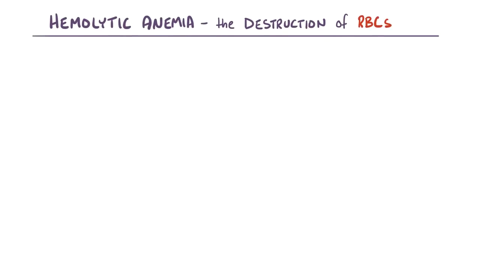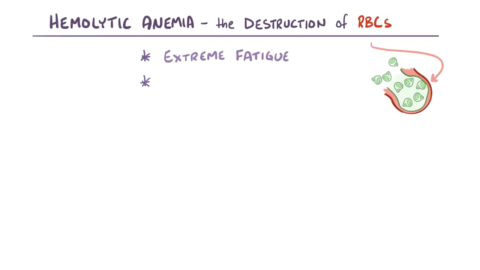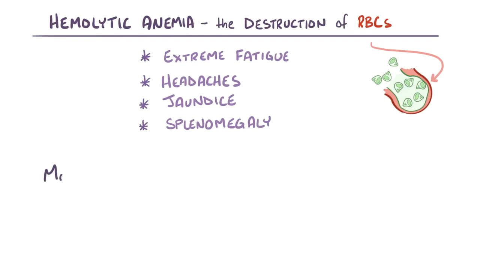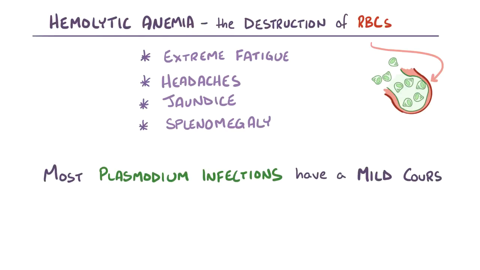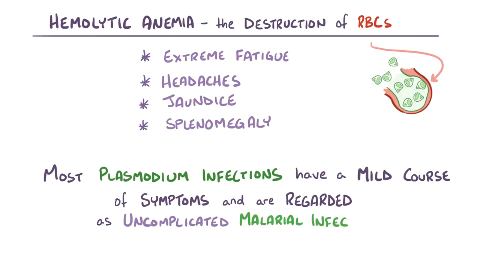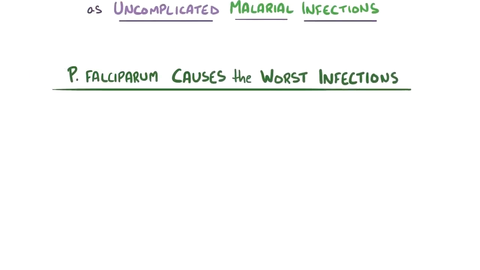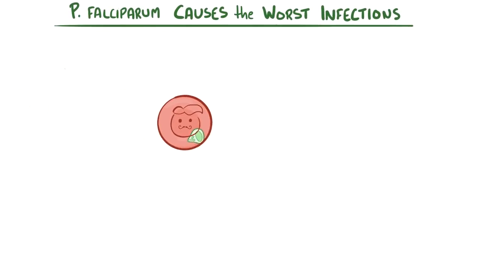In addition to fevers, the hemolytic anemia, which is the destruction of red blood cells, also causes symptoms like extreme fatigue, headaches, jaundice, and splenomegaly. Most Plasmodium infections have a mild course of symptoms and are generally regarded as uncomplicated malarial infections. Out of all the Plasmodium species, though, Plasmodium falciparum is known for causing the worst infections.